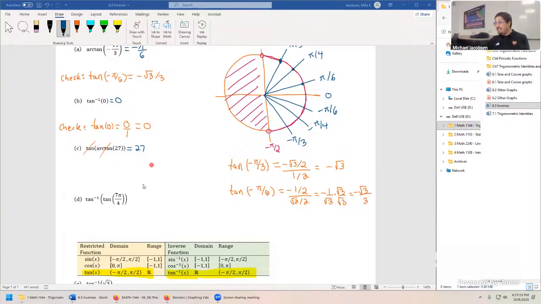Oh, gotcha. Yeah, that's what's going to kind of happen a little bit with this one. The 7 pi over 4 is out of range, but part D is a lot different. This one is defined. These always feel a little bit weird. Yeah, absolutely. Thanks for asking about that. Other questions at the moment?